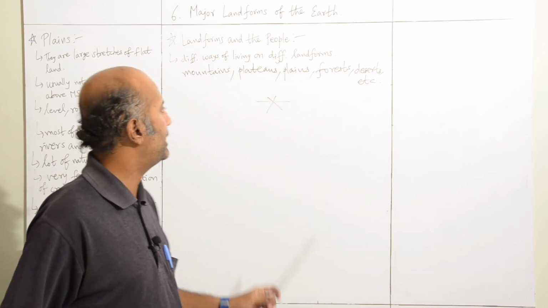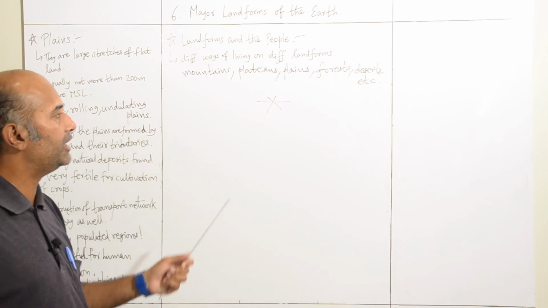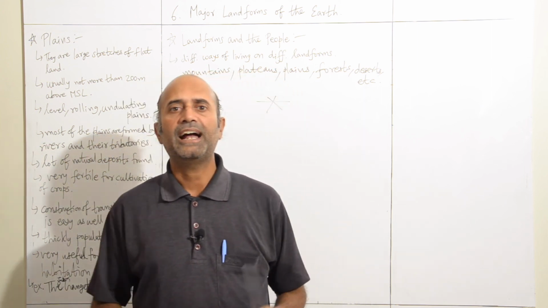So these are some of the major topics which we have covered in this chapter, chapter 6, major landforms of the earth. So if you want, you can add further points to the existing knowledge.